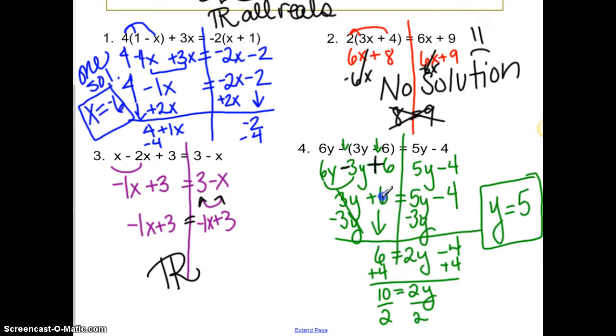difficult in my opinion. Drop down my 6, 2y minus 4, so I choose to add 4 to both sides. I get 10 equals 2y, and so therefore y equals 5. So this is one solution again. So one solution, no solutions, or all reals.